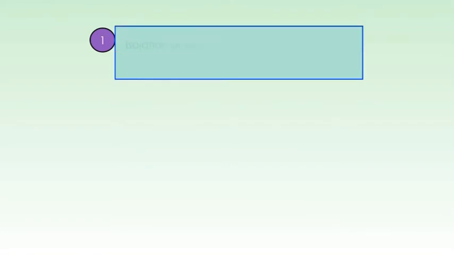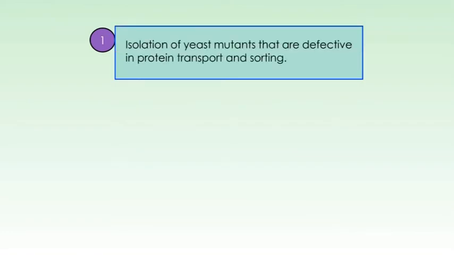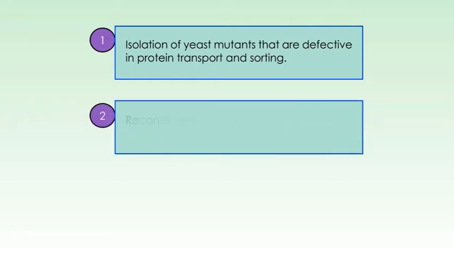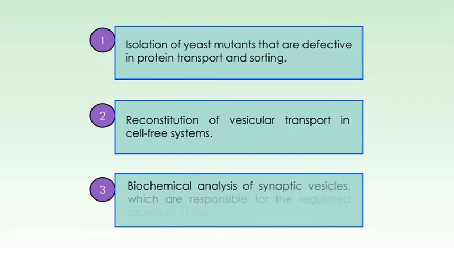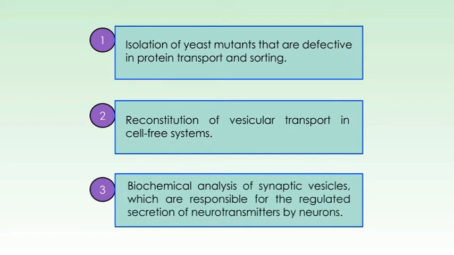Progress towards elucidating the molecular mechanisms of vesicular transport has been made by three distinct experimental approaches. Number one, by isolation of yeast mutants that are defective in protein transport and sorting. Number two, by reconstitution of vesicular transport in cell-free systems. And lastly, by biochemical analysis of synaptic vesicles, which are responsible for the regulated secretion of neurotransmitters by neurons.